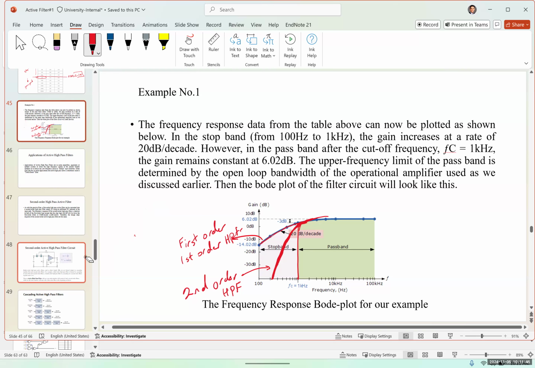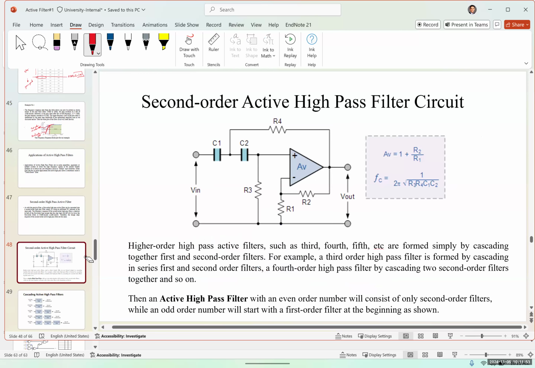But second order is commonly used. And the way that we build a second order is by simply adding another passive filter or an RC filter to the first order. Or we can cascade two first order filters and create a second order filter.